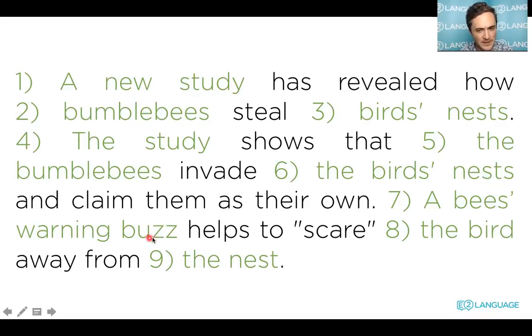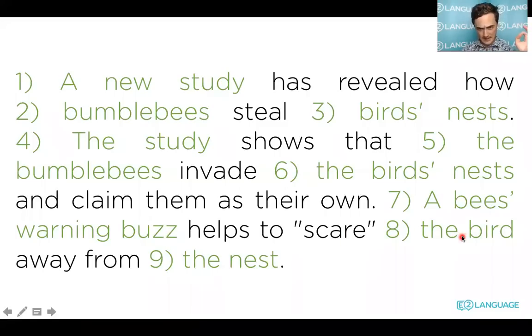What about this? A bee's warning buzz helps to scare the bird away from the nest. There's a lot of complexity here. Let's look at it again. A new study, the study. Bumblebees. Number 5, the bumblebees. Number 3, birds' nests. Number 6, the birds' nests. Number 7, a bee's warning buzz. Well, it's not mentioned again, so we don't say anything about it. And number 8, the bird.